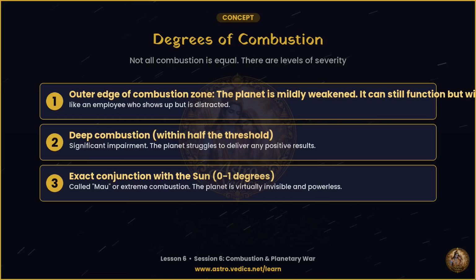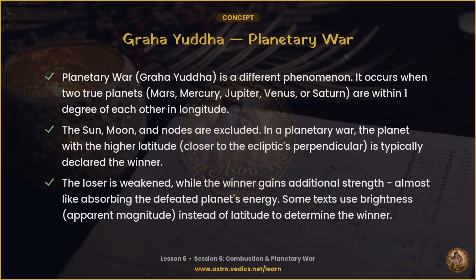However, there is a silver lining. Some astrologers argue that a combust planet in its own sign or exaltation retains some dignity. A combust Jupiter in Cancer, exaltation, is not as damaged as a combust Jupiter in Capricorn, debilitation. Context always matters.